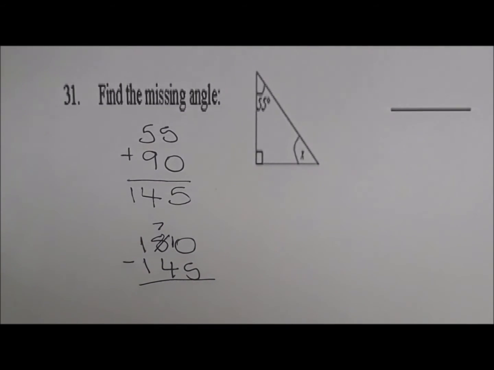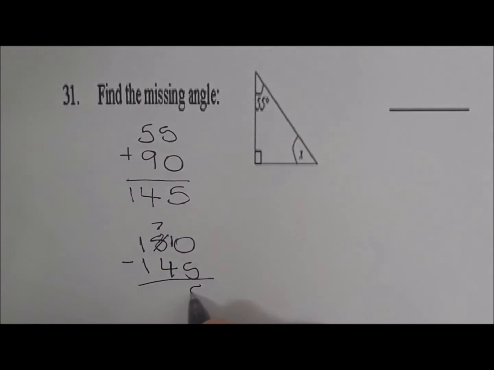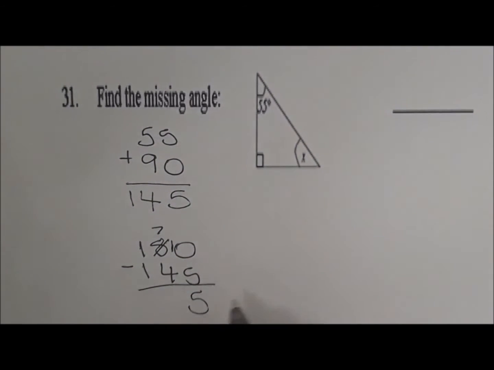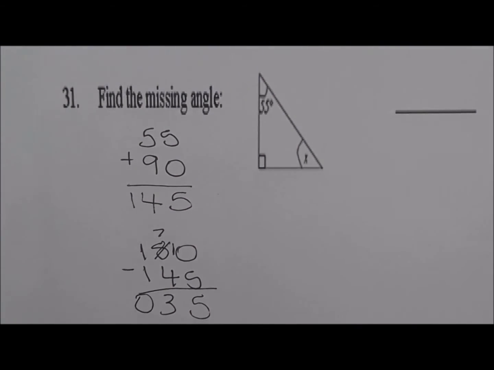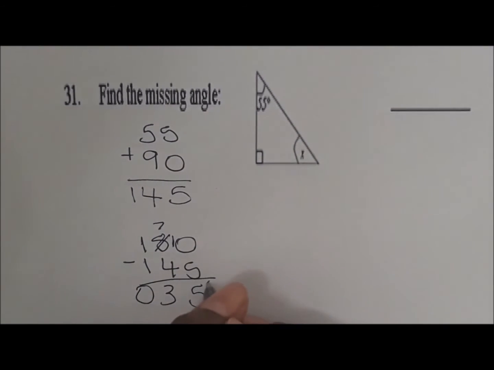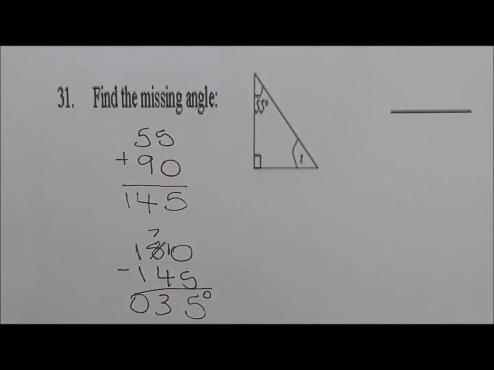So you are renaming. Go ahead. 10 minus 5 is 5. 7 minus 4 is 3. And 1 minus 1 is 0. Final answer, 35 degrees. Put it on the line.